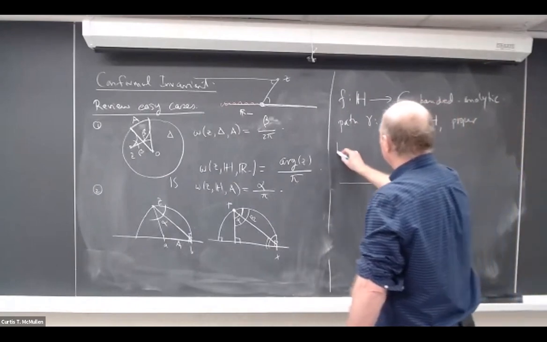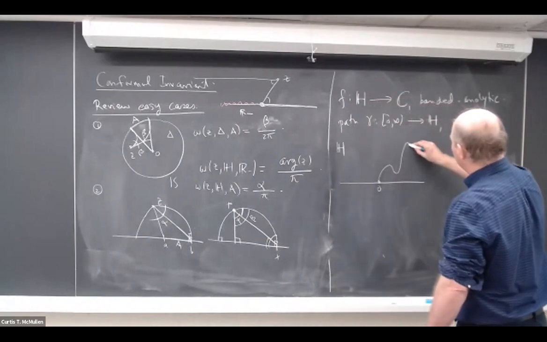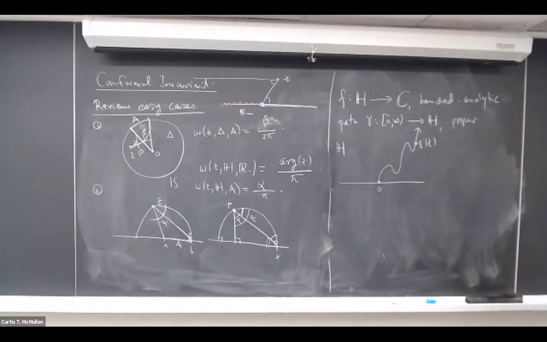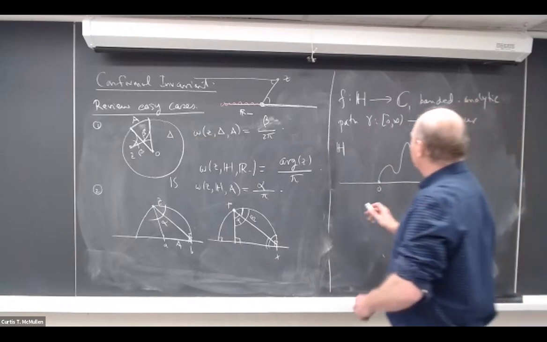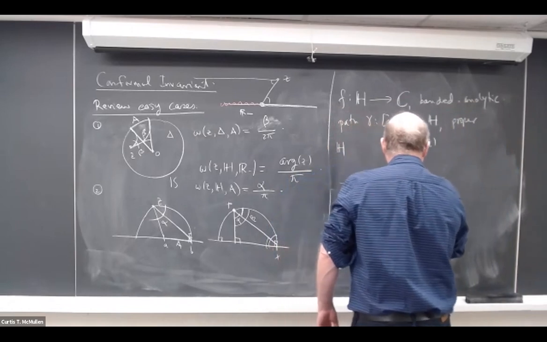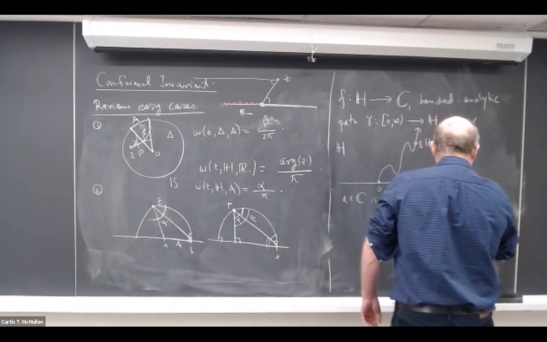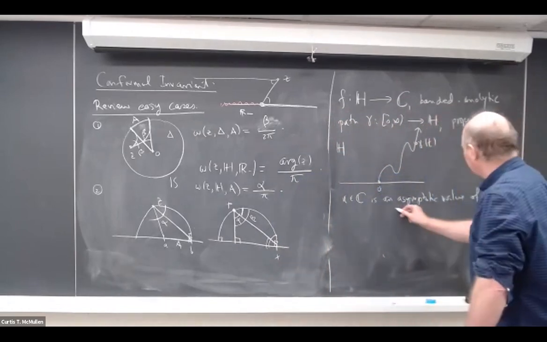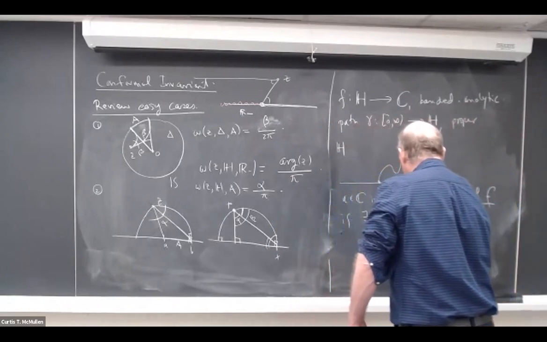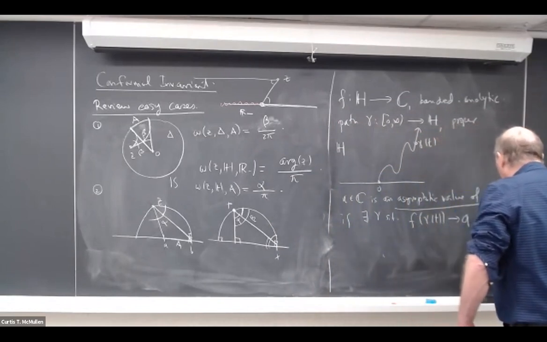Okay, so the picture is this. And let's say it starts at the origin, just for concreteness. So we have some path gamma going off to infinity. Here's gamma of t. And we say that A in C is an asymptotic value of f if there exists a gamma such that f of gamma t tends to A as t goes to infinity.